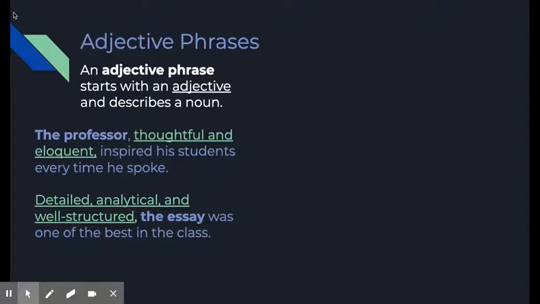As another example: detailed, analytical, and well-structured, the essay was one of the best in the class. And here you notice I have the whole independent clause after the adjective phrase. So here the adjective phrase is acting as an introductory phrase because it comes first. It's introducing the rest of the sentence. And this one sets up a little bit of suspense, I think, because we don't know what it is that is detailed, analytical, and well-structured until after I've gotten through that whole adjective phrase.